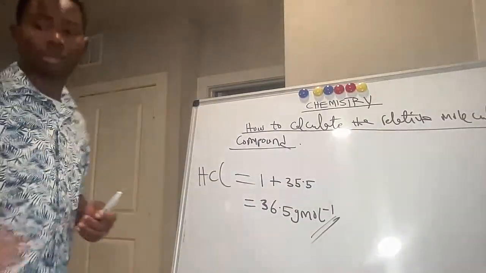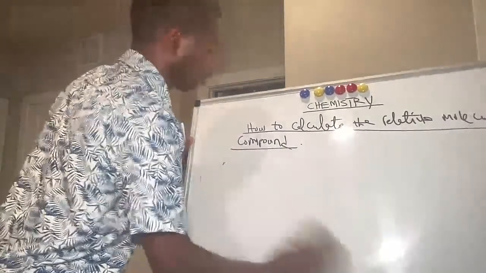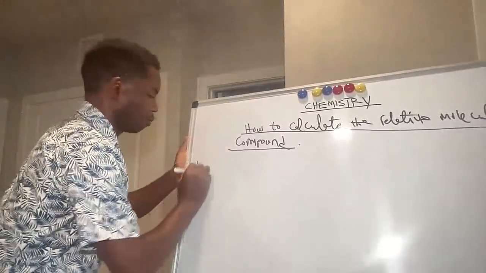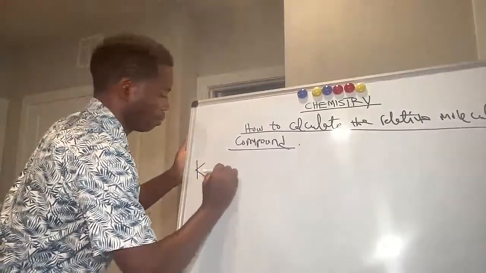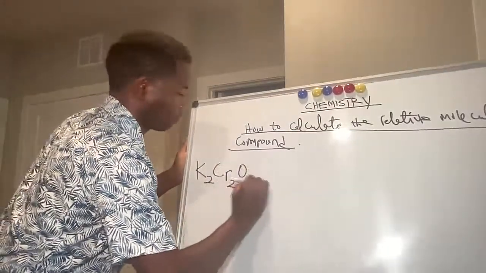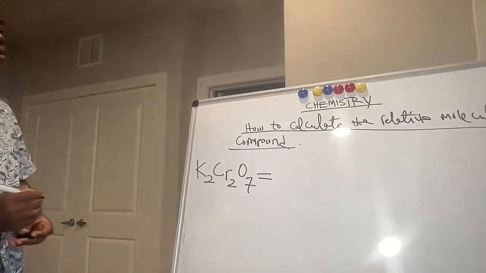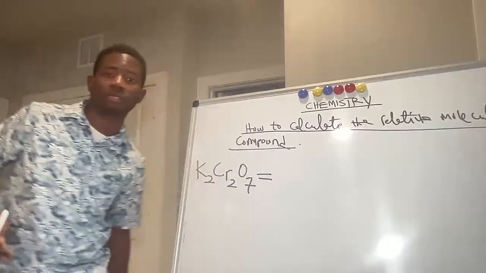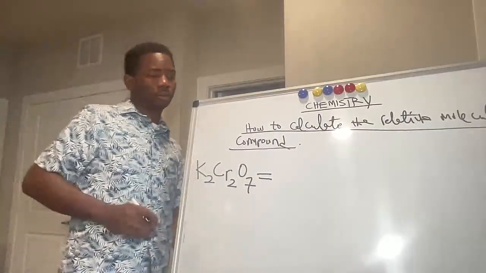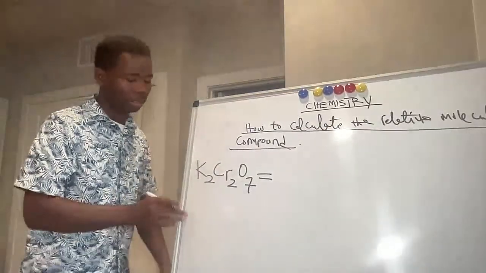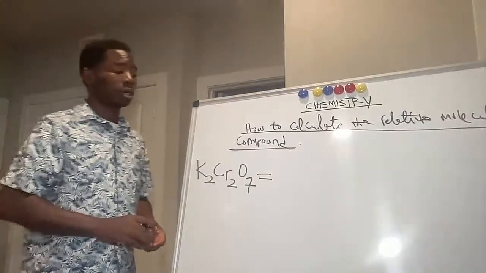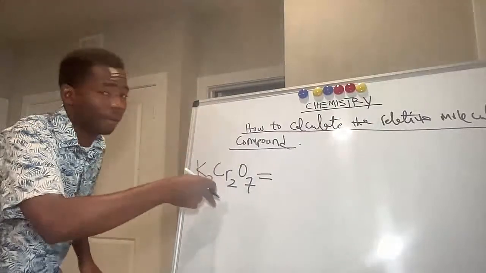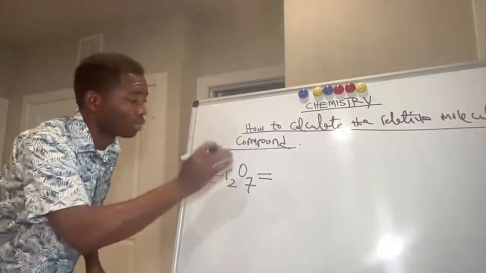We can proceed. Let's look at this compound, an oxidizing agent: potassium heptaoxodichromate 6. Now what we need to do is calculate the mass number. Let's calculate the relative molecular mass of potassium heptaoxodichromate 6.